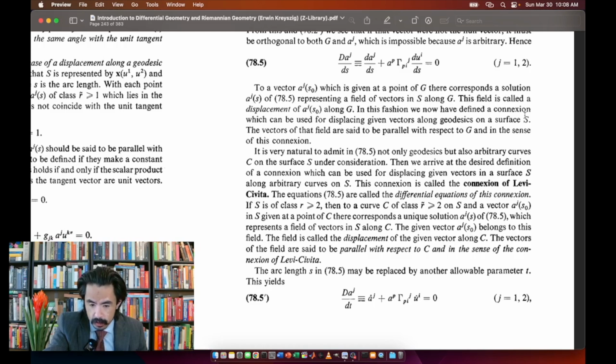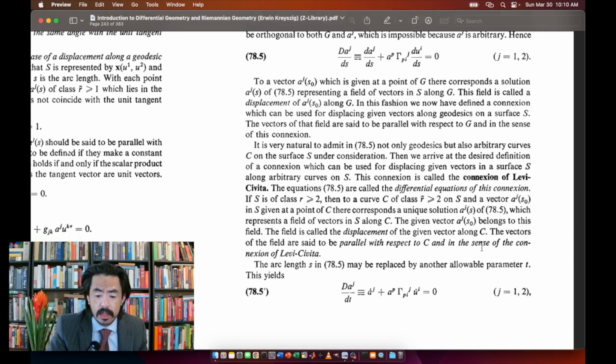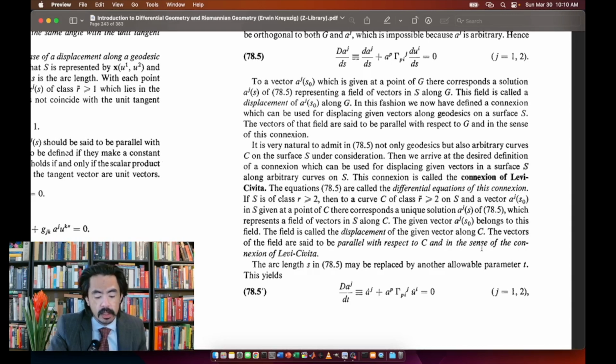The arc length lowercase s in the differential equations of the connection of Levi-Civita may be replaced by another allowable parameter lowercase t. This yields capital D A superscript j lowercase dt is equivalent to A dot superscript j plus A superscript p, then times Christoffel sub pi superscript j, then times u dot superscript I is equal to 0, where j is equal to 1 or 2, where dots denote derivatives with respect to t.